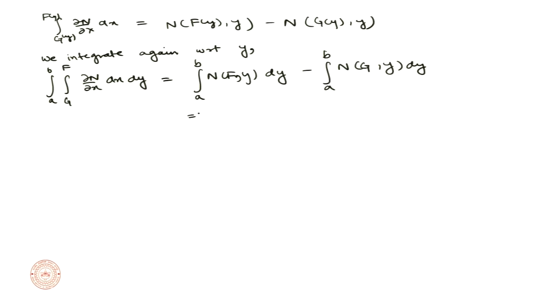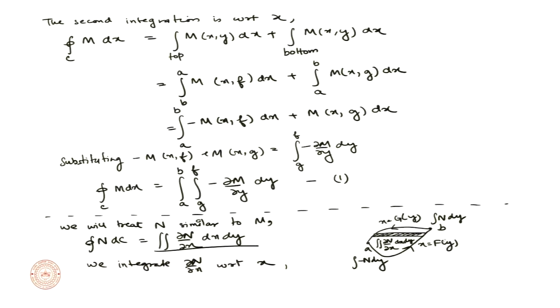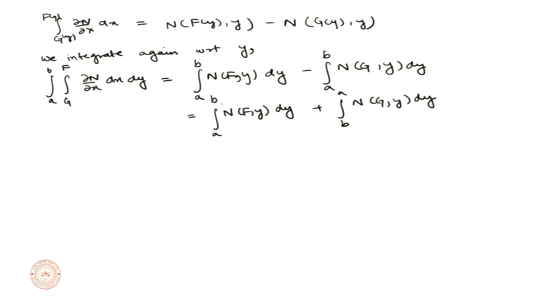Okay. Now, we can flip this sign, make this plus and flip the limits. So, integral a to b of n of f comma y dy plus integral b to a of n of g comma y dy. Now, let us quickly go back to our figure. We have seen that from a to b the path is f and from b to a the path is g. That is our integration. This is our cyclic integral of n dy along C.